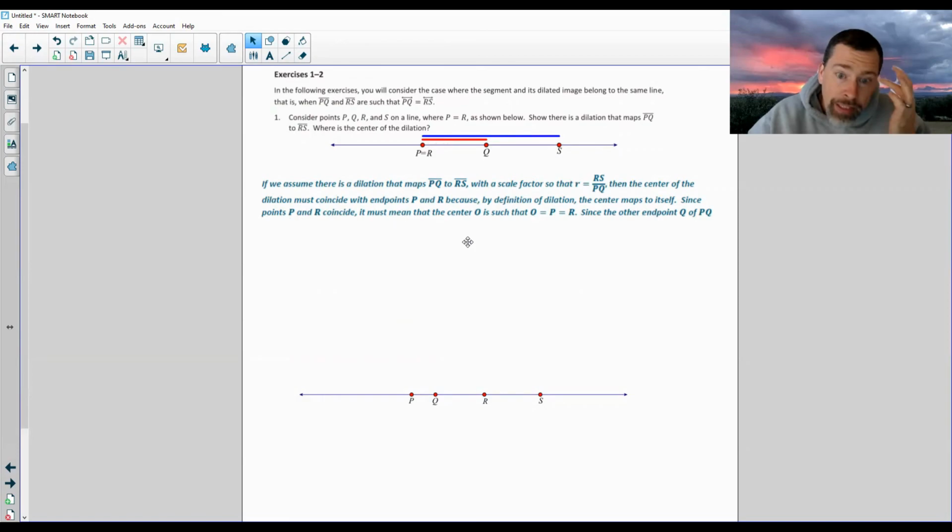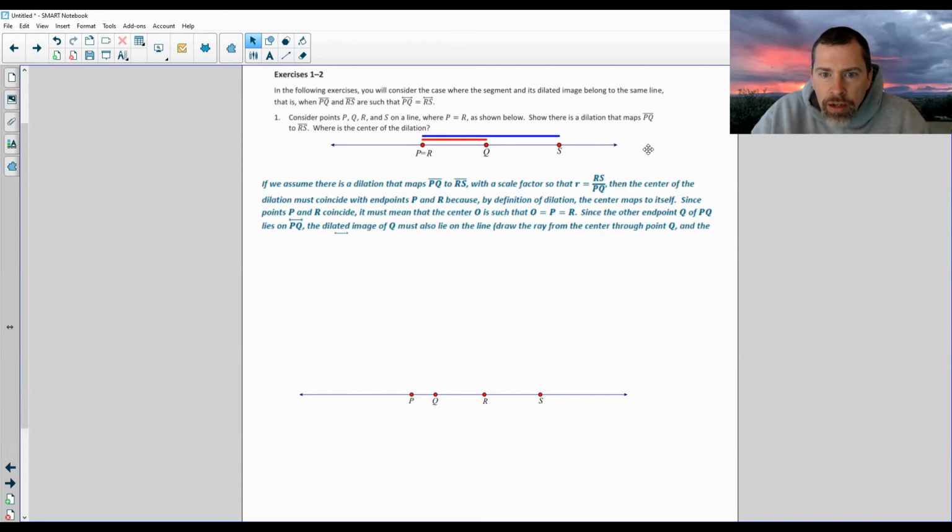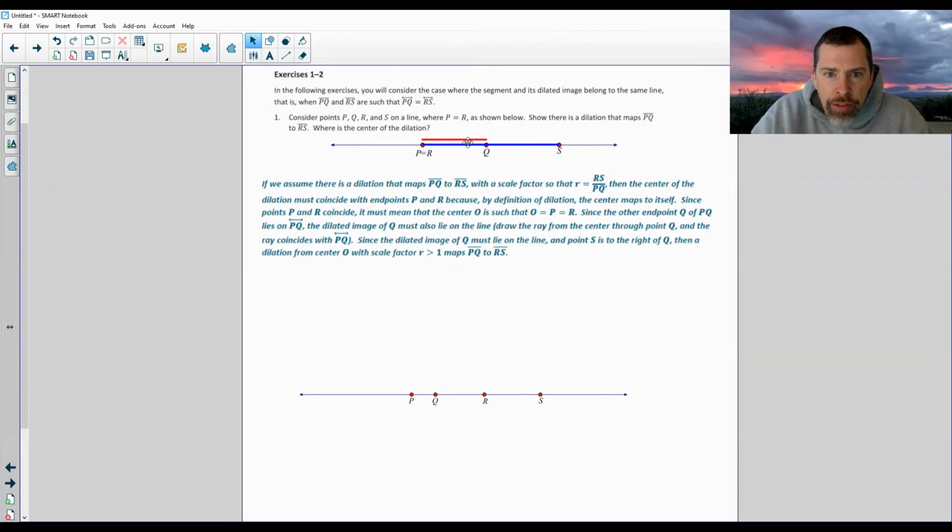Okay, makes sense. So P is R. Since point P and R coincide, it must mean that the center O is such that O equals P equals R. So this is our point of dilation if two segments share an end. Since the other endpoint Q of PQ, which is right here, lies on line PQ, the dilated image of Q must also lie on the line. So it's got to be on this same line. Draw the ray from the center through point Q, and the ray coincides with line PQ. Since the dilated image of Q must lie on the line, and point S is to the right of Q, then a dilation from center O with a scale factor r greater than 1 will map segment PQ to segment RS. So I just showed these above, but actually they'd be right on. So this is what the diagram would look like.